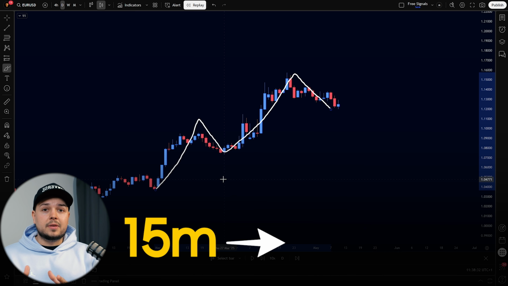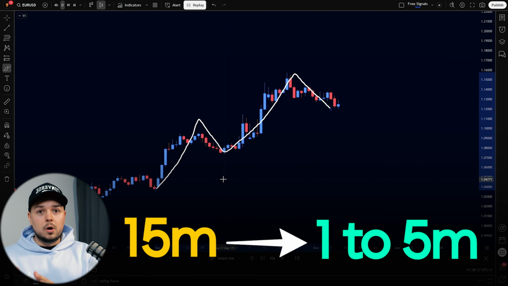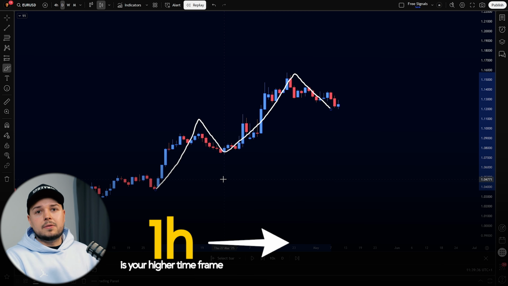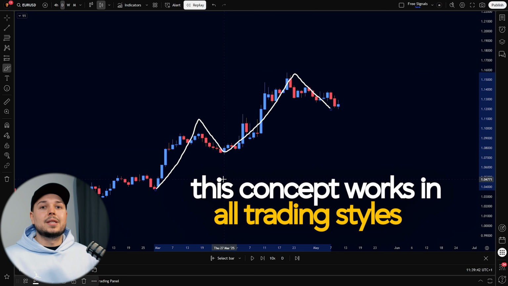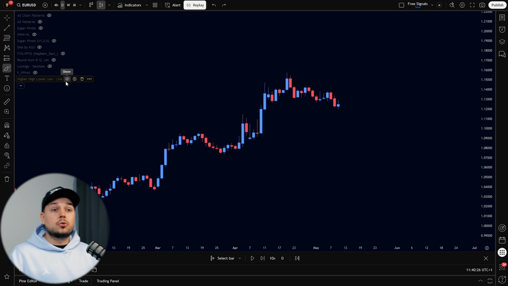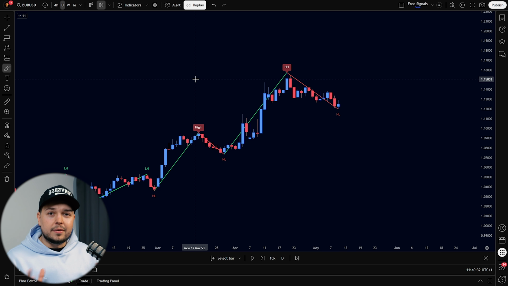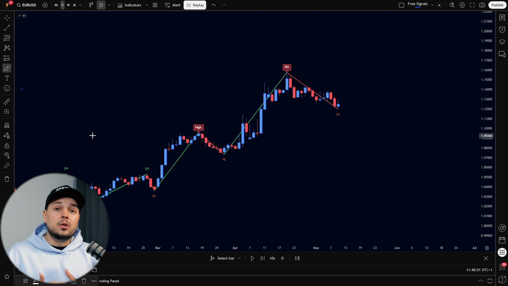So let's say if you're scalping, maybe you would be using the 15-minute chart and your entry chart would be 1 to 5 minutes. In forex day trading, pretty much the same thing. Hourly time frame would be your higher time frame, 15-minute would be your entry. So this concept works with all trading styles. If you're still a beginner trader, don't worry, there is an indicator called higher high, lower low, which shows you nice little pushes and exhaustion phases in the market, giving you a clear directional bias you can use to enter your trades on.